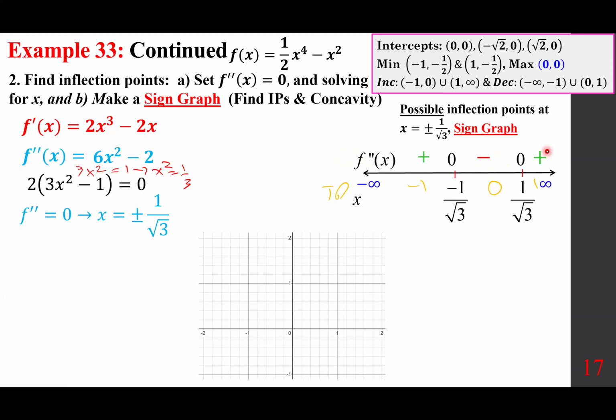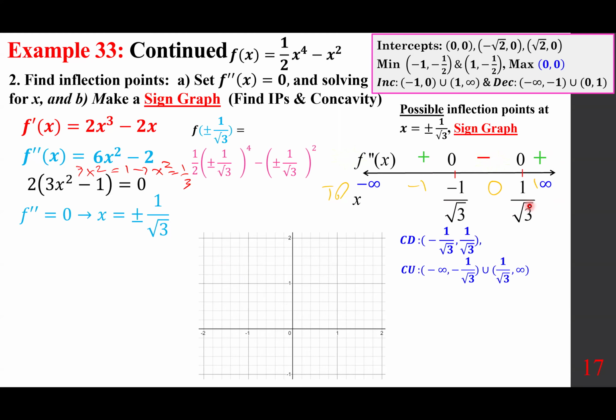So what does it mean? Negative means concave down from here to here, from negative 1 over square root of 3 to 1 over square root of 3. And concave up from negative infinity to negative 1 over square root of 3, union 1 over square root of 3 to infinity. Because of the change, positive to negative means concave up to concave down and concave down to concave up. Both points represent IPs. So if they are the IPs, you need to know the y coordinate.